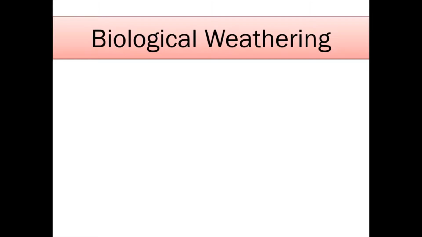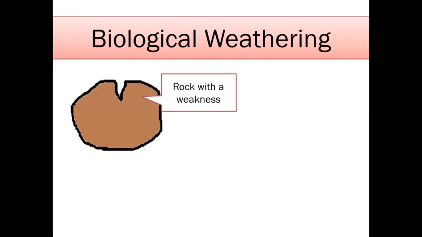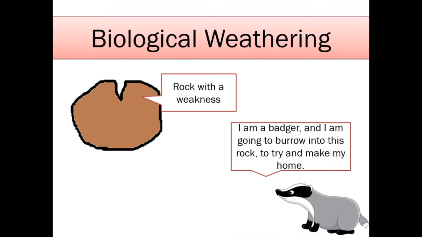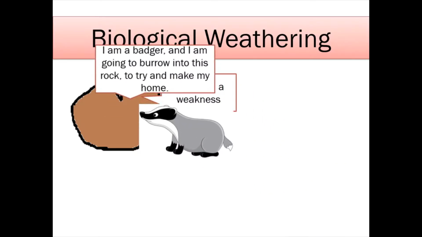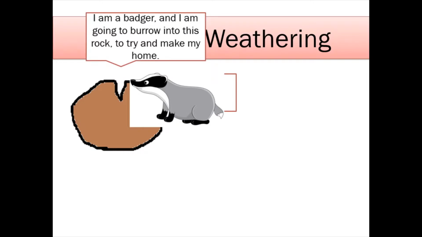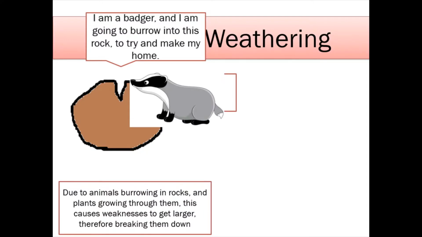And then finally, biological weathering. This is the third thing a rock does not want in its crack. So we start off with the rock with a weakness. Then it would be such a shame if there was something that would like to make its home in the rock, like, I don't know, a badger. So this badger, or any other small animal, will try and burrow into the rock, make its home in the rock, try and find food, anything like that. And just the process of the badger burrowing through the rock or scraping away at it would make that crack even bigger. This would cause the weaknesses to get larger, breaking it down.